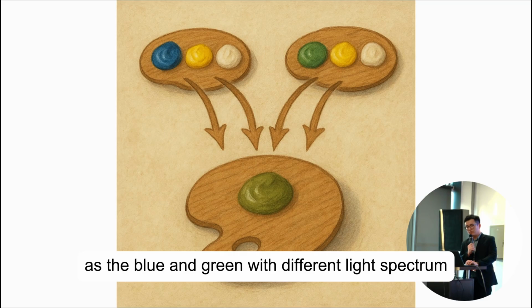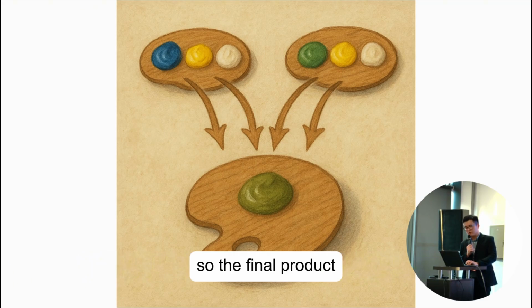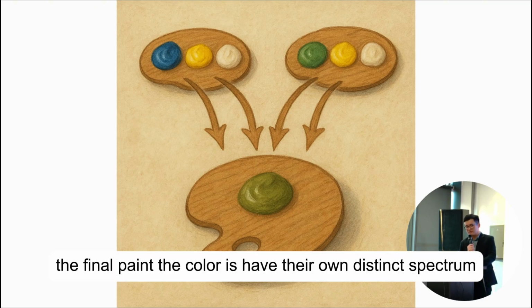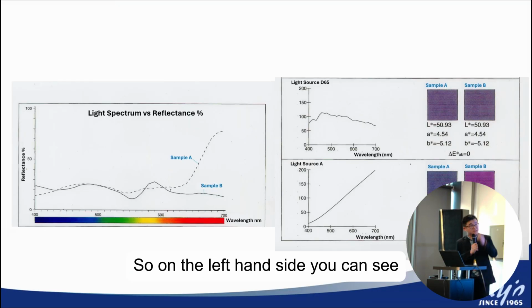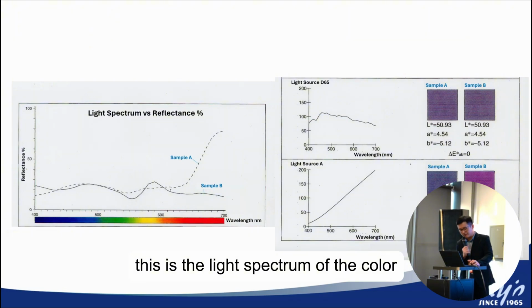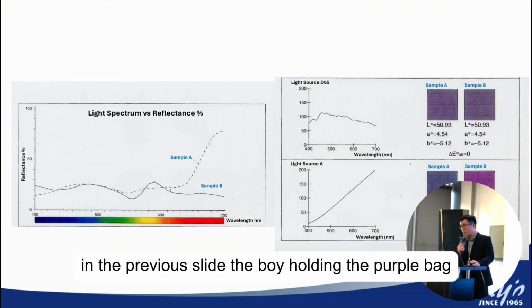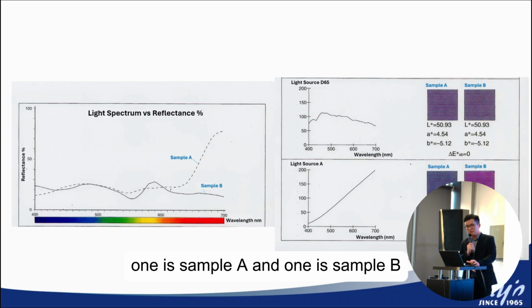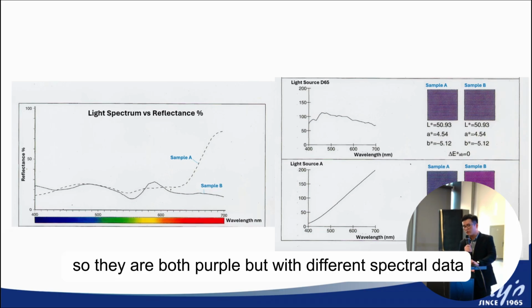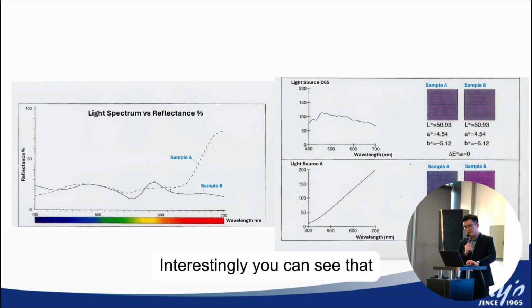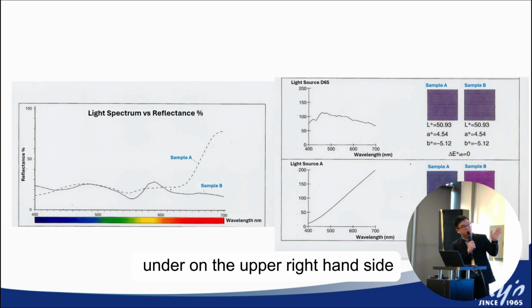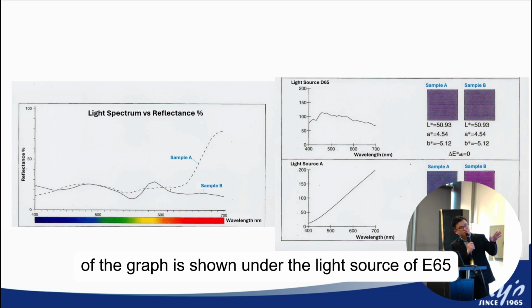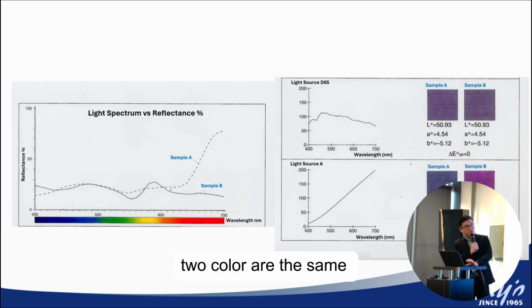As the blue and green have different light spectra, the final paint color has its own distinct spectrum. On the left-hand side, you can see the light spectrum of the color in the previous slide, the boy holding the purple bag. You can see two samples, sample A and sample B. They are both purple, but with different spectral data. Interestingly, on the upper right-hand side of the graph, it shows that under the light source D65, the two colors are the same.